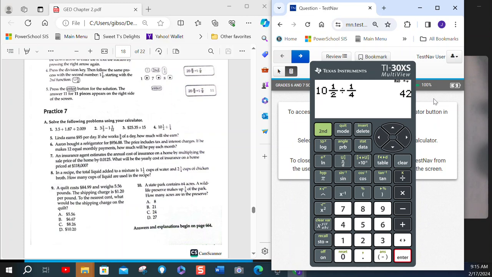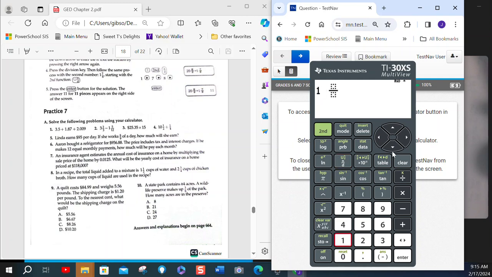Now we go down here to problem number 8. Problem number 8, it says in a recipe, well, let's clear this out. It says in a recipe, the total liquid added to a mixture is 1 1/2 cups of water and 2 3/4 cup of chicken broth. How many cups of liquid are used in the recipe? Now they tell us that it's added. So we know we're going to do addition. So we press second and the N over D.